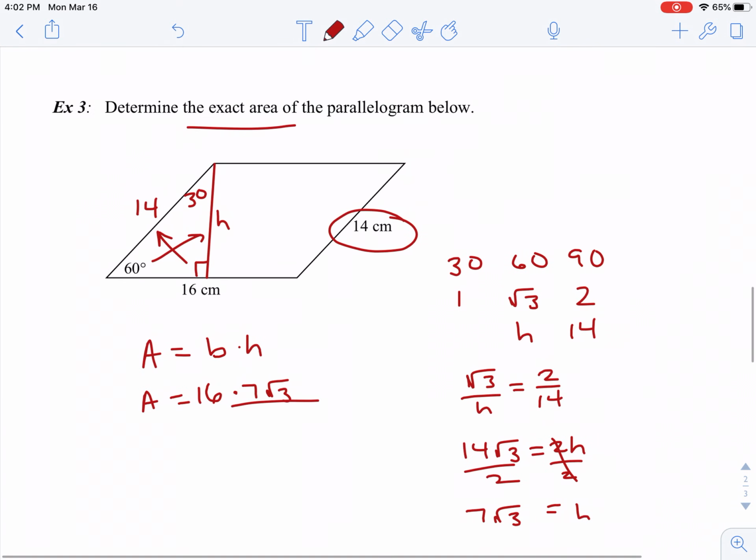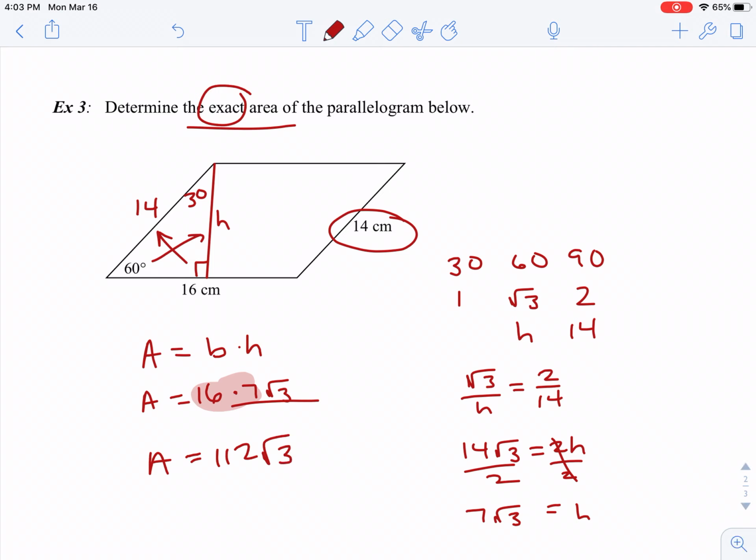Now in this problem, it also says exact, so I don't want to take this and round to a decimal. I'm just going to go ahead and multiply. What is 16 times 7? And we know that is 112. So then we keep our root 3. And we're talking about centimeters, but we're talking about area, so that's going to be centimeters squared.